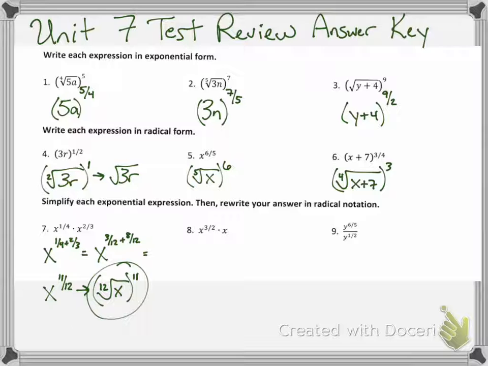Number 8 is the exact same type of problem. The only difference is we see that we have just a regular x. Remember, that has an invisible exponent of 1. I'm going to do the same thing I did in number 7. Since I'm multiplying with the same base, I add my exponents. So it would be x to the 3/2 plus 1.